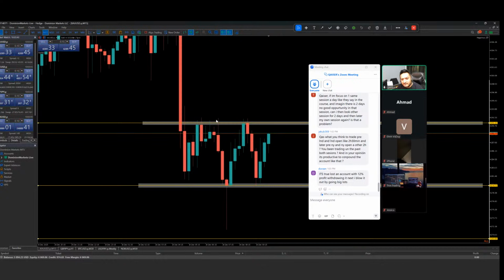So if I'm focusing on one session a day, like they say in the course, and imagine there are 2 days of no good opportunity in that session, can I then take another session for 2 days and later go back to my own session again? Is that a problem? You know what? Different sessions have different volume in them, and they react differently from each other. So if you have a proper grip on your structure, your things, your risk management, then you can trade anytime, whatever suits your life schedule actually.